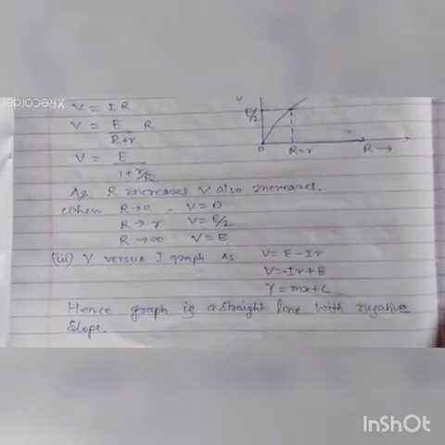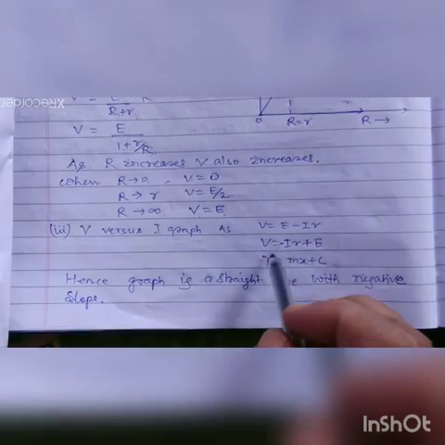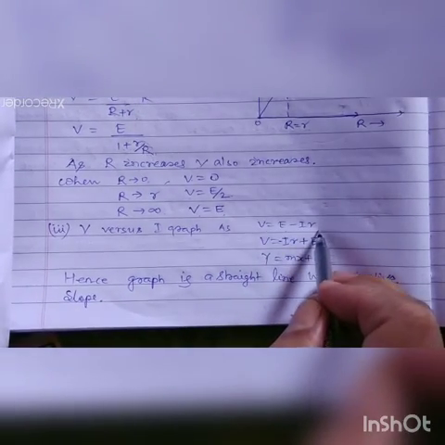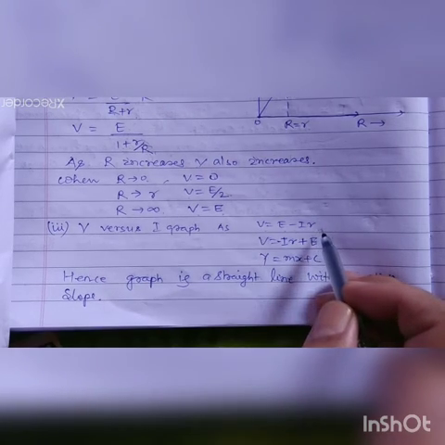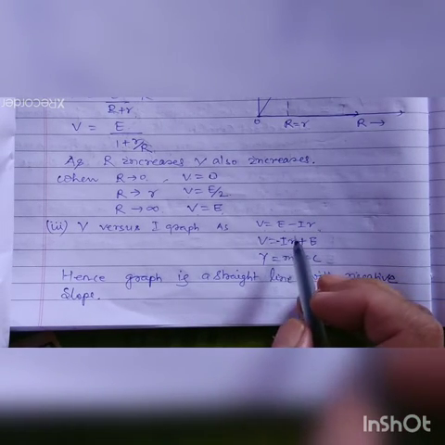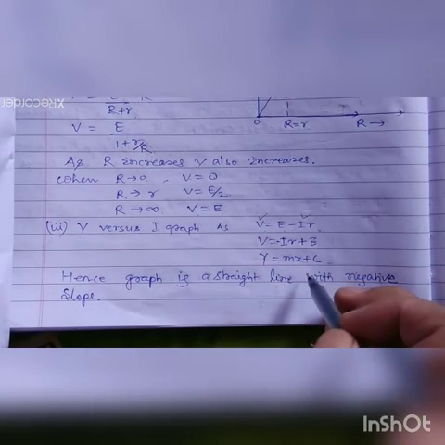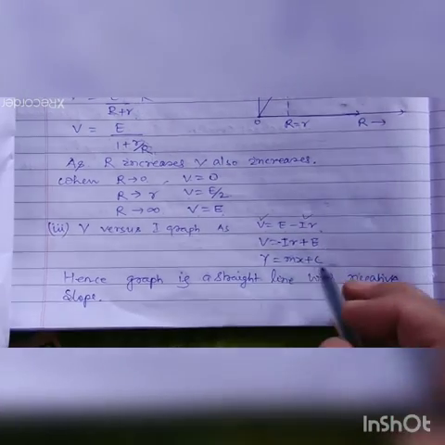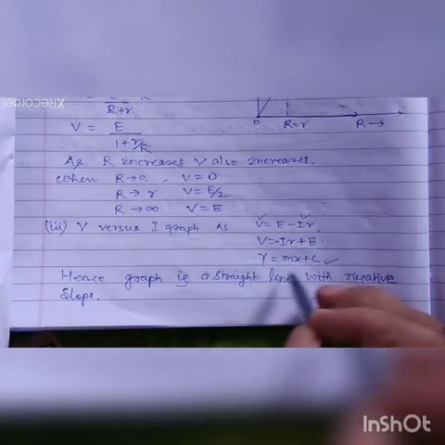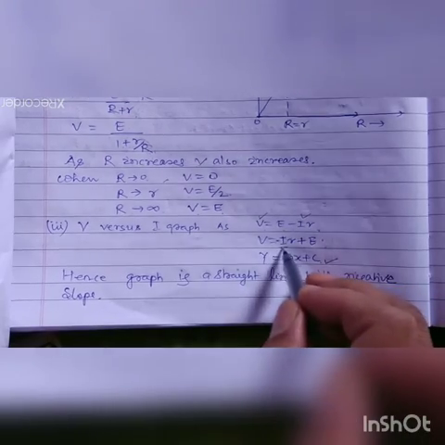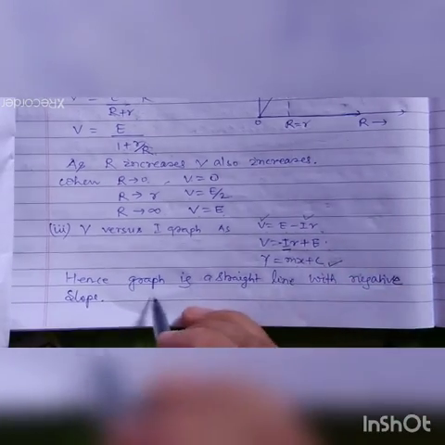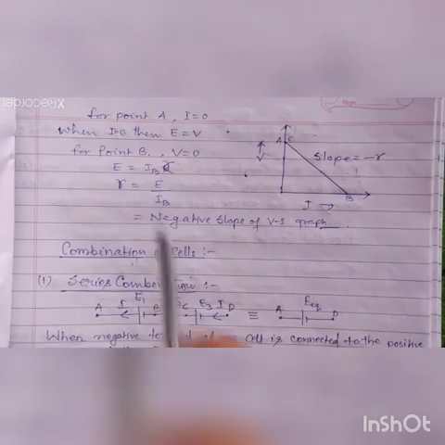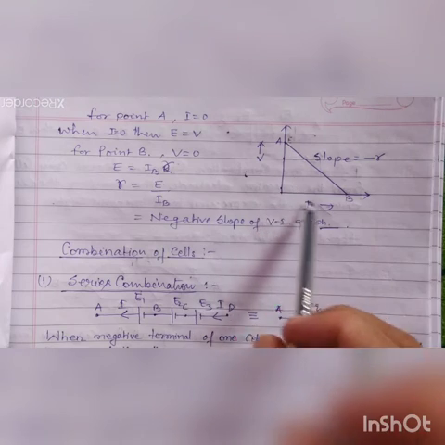Now V versus I graph. V is equal to E minus Ir. This relation we have discussed just now. Here two are the variables, V and I. So we can write V is equal to minus Ir plus E. When we compare it with the equation of a straight line y is equal to mx plus c, we will find that its slope is negative. Hence the graph is a straight line with a negative slope. So this will be the diagram.